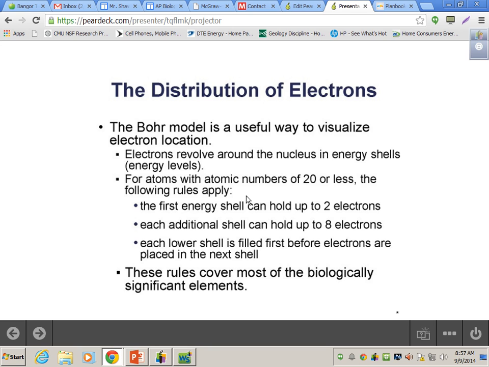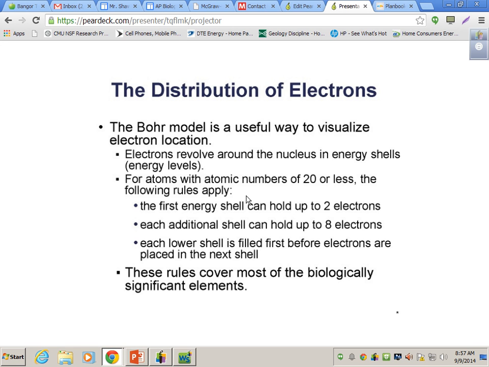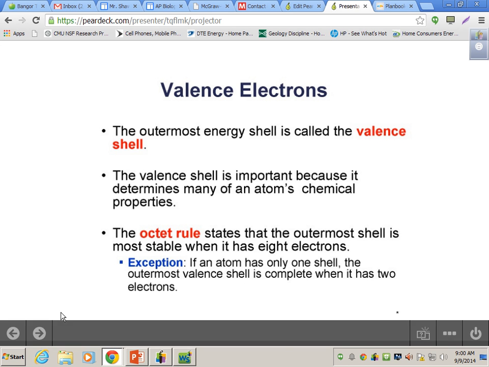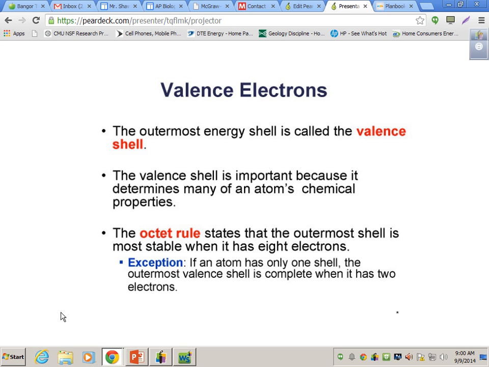The first energy shell can hold 2 electrons. We know that. That's why you have 1, 2, and then we go to the third row. Each additional shell can hold up to 8. Up to 20, this rule applies. Okay? And each lower shell is filled first before electrons are placed in the next shell. So you cannot move on to another level until we fill the first one. So you have to fill 2, then 8, and so on all the way up to the 20th element. The outermost energy shell is called the valence shell, that outside shell, and that's the shell we bond with. We understand that.